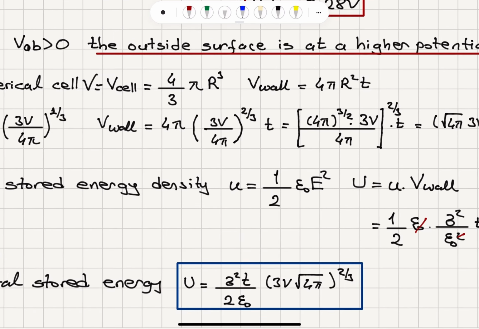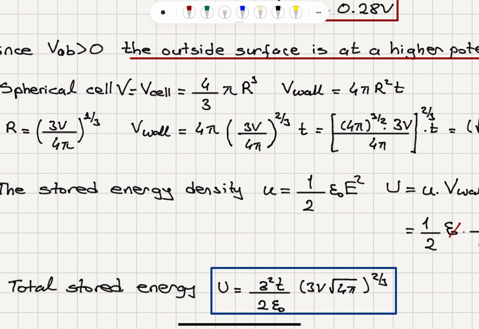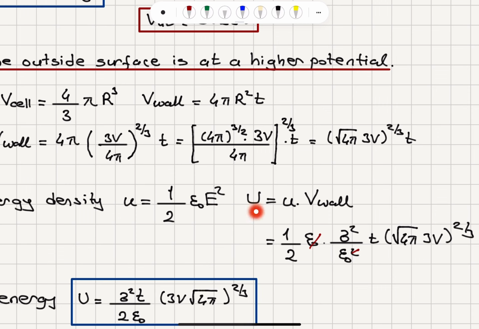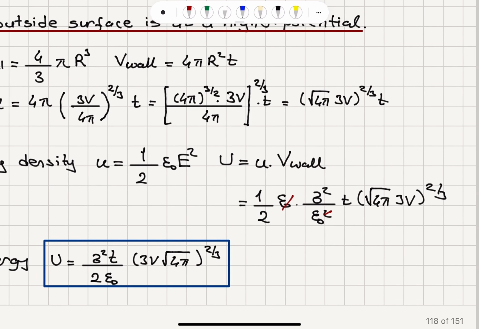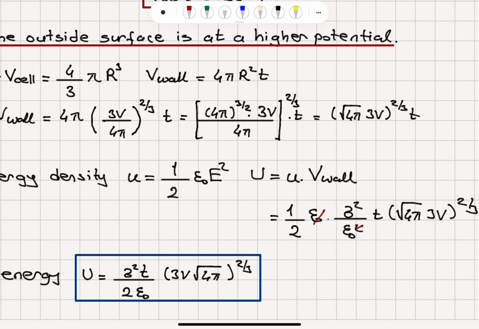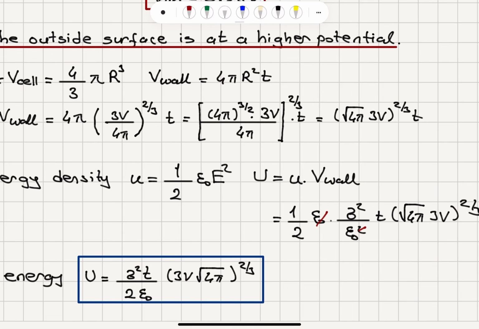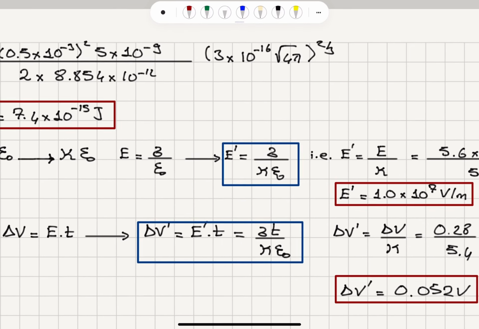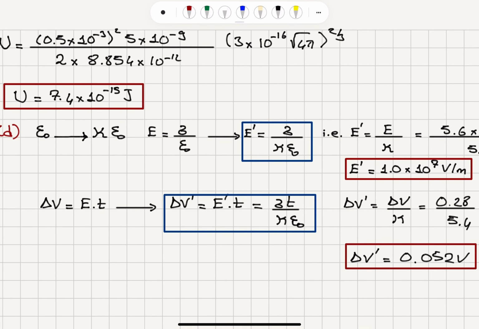The stored energy density is 1 over 2 epsilon 0 E squared. This is energy stored per volume. The total energy is the energy density, energy per volume, multiplied with the volume. So that is 1/2 epsilon 0 times sigma squared over epsilon 0 squared, multiplied by the volume of the wall, which is 4 pi r squared t. So that gives me the total stored energy, and when I substitute the numbers, I get my answer.